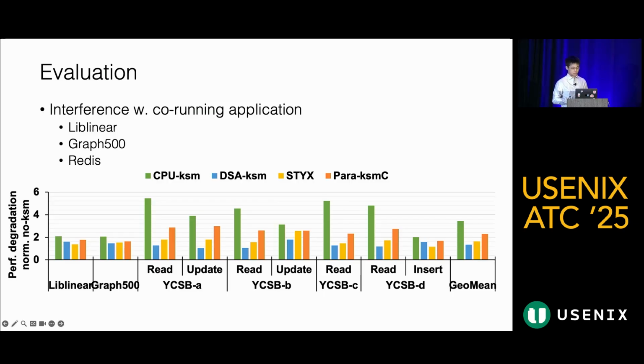So on average, we can see DSA-ksm, Stacks, and Para-ksm-C can reduce the performance degradation by 2.5 times, 2.4 times, and 1.6 times respectively compared to CPU KSM, meaning that with this offloading, we can eliminate the interference between the core application and KSM successfully. And we can see here, Para-ksm-C has a slightly higher performance degradation compared to DSA-ksm. The reason is that in Para-ksm, we do some extra work. For example, we manage the successor, and also we do the intra-group page comparison here.